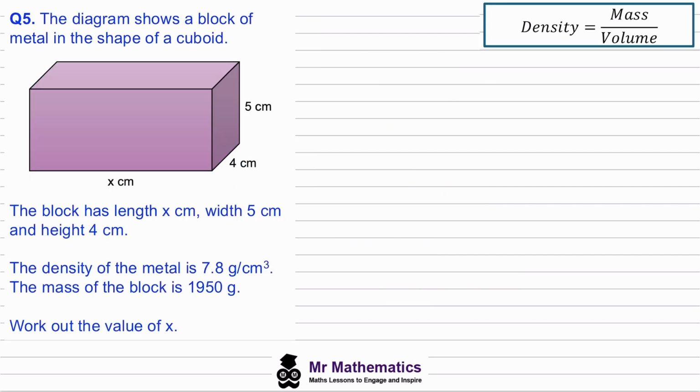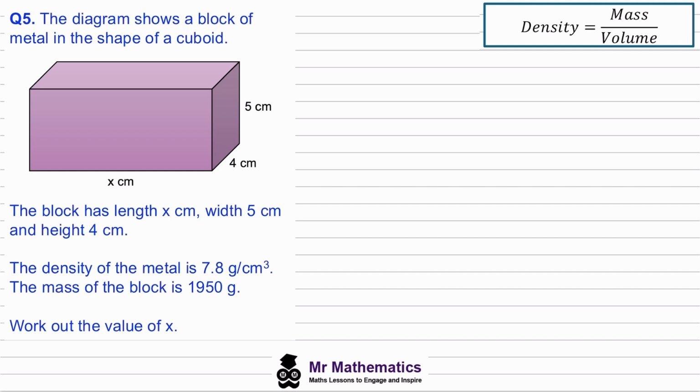Okay, so let's try an exam style question. In question 5, we're given that this is a block of metal in the shape of a cuboid, where we've got the length, the width, and the height. And the density of the metal is 7.8 grams per centimeter cubed, and the block has a mass of 1,950 grams. We've been asked to work out this length of x. So do you want to try this question yourself? You can pause the video, and when you come back, you can compare your working out with mine.